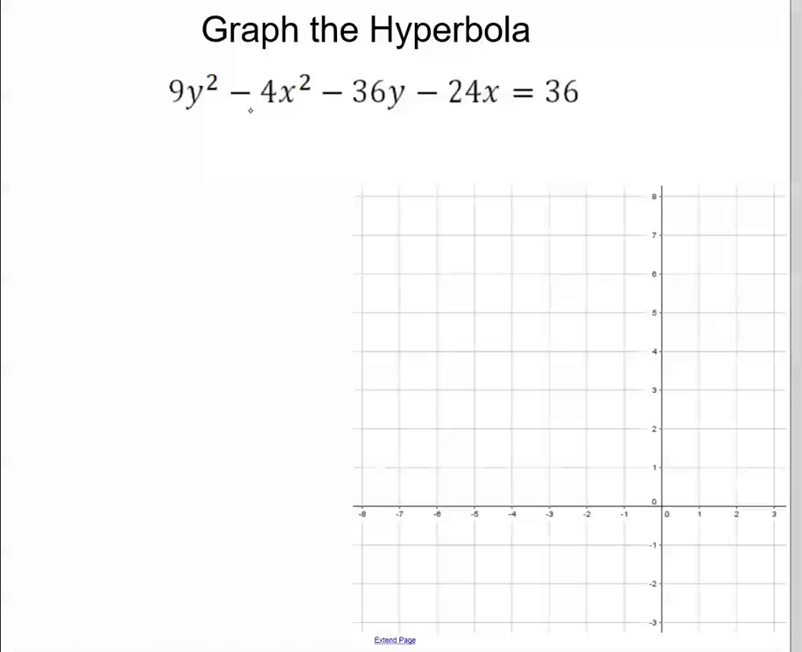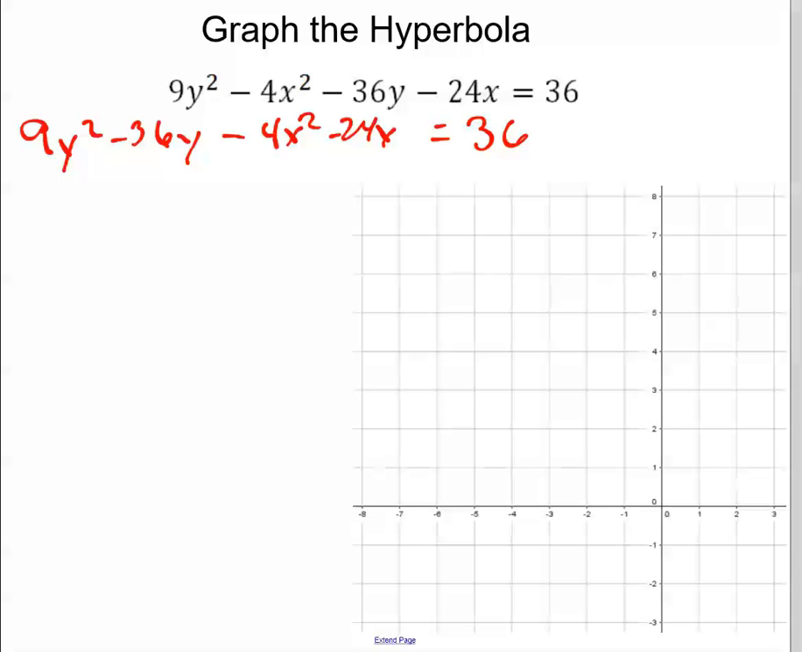So in this case, we're going to do 9y squared. I'm going to go ahead and put the y's with it, 36y. Then minus 4x squared minus 24x. And then if there's a constant over here, you want to move it to the other side. In this case, it's already on the other side, so we're going to go ahead and be good with that.